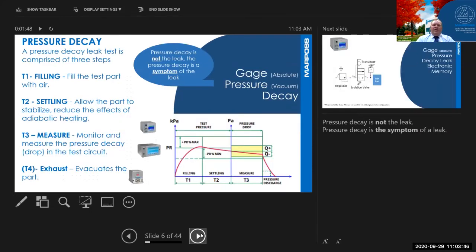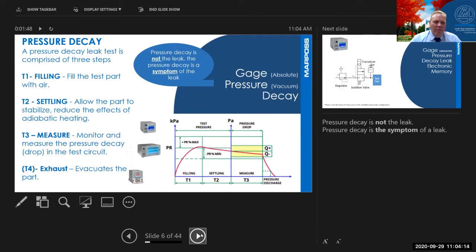We start getting into pressure decay. This is one of the things I picked up from my colleagues just recently, and it's really a great way of thinking about pressure decay. Pressure decay is not the leak. The pressure decay is a symptom of the leak, meaning it's not the pressure decay, it's not the air loss we're looking at. The leak is actually the hole, okay? And that's really what we're talking about. So the pressure decay is just a symptom. It's telling us what's going on because of the defect in the part.